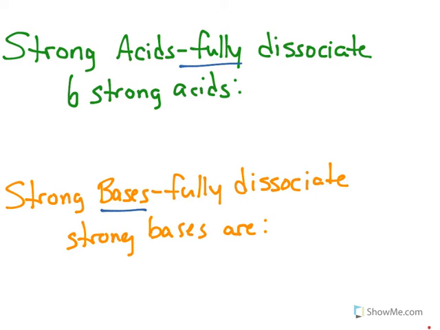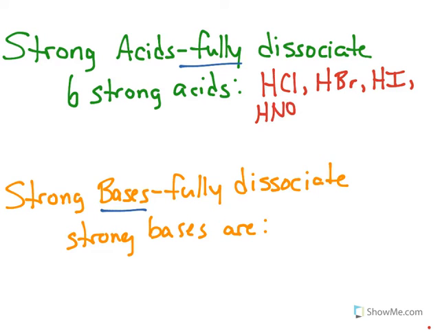There are only 6 strong acids. They are HCl, HBr, HI. So you might remember these first 3, that they just kind of go down the halogens, chlorine, bromine, and iodine. Then the other 3 are nitric, which is HNO3, sulfuric, which is H2SO4, and perchloric, which is HClO4. As far as AP chemistry is concerned, these are the 6 strong acids.